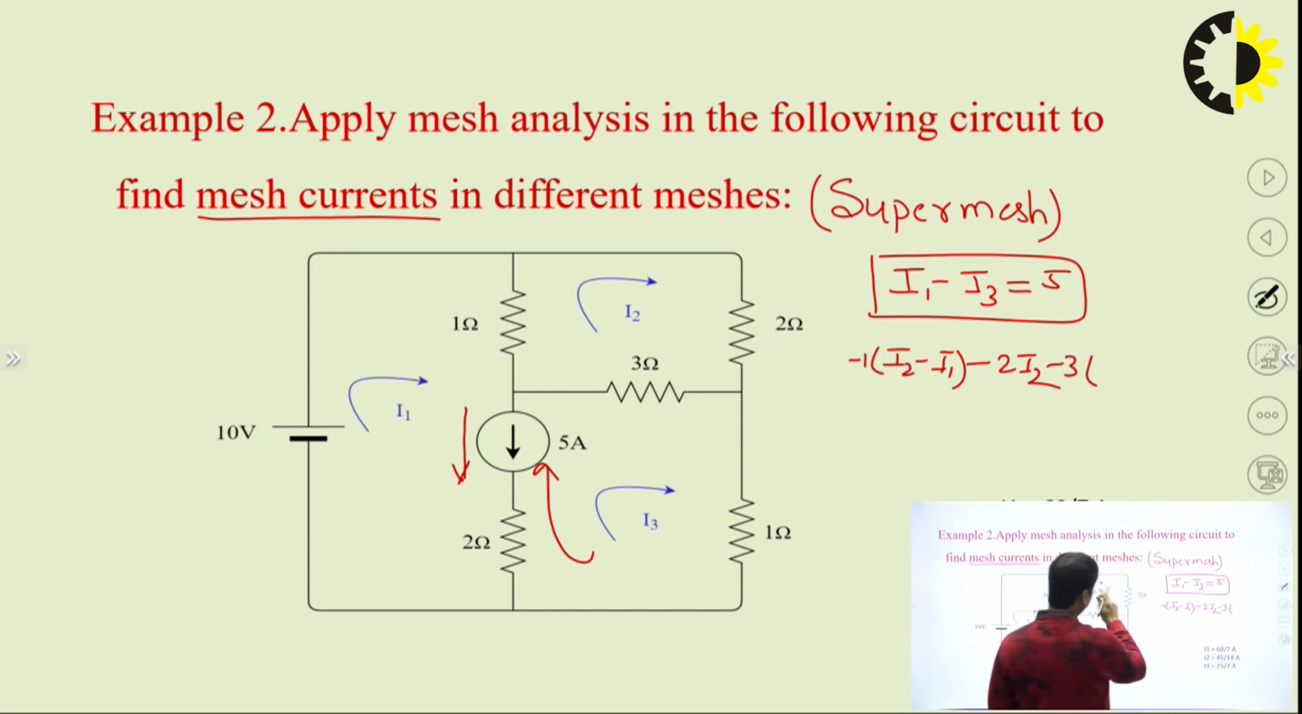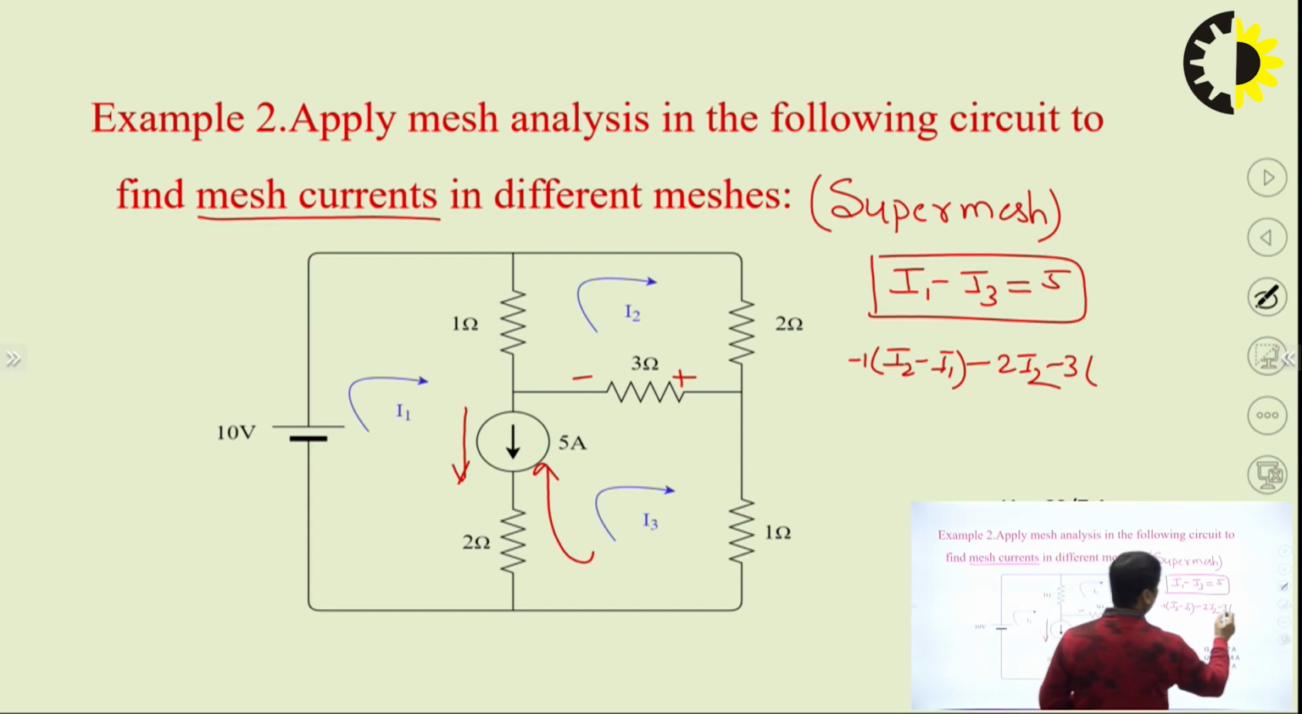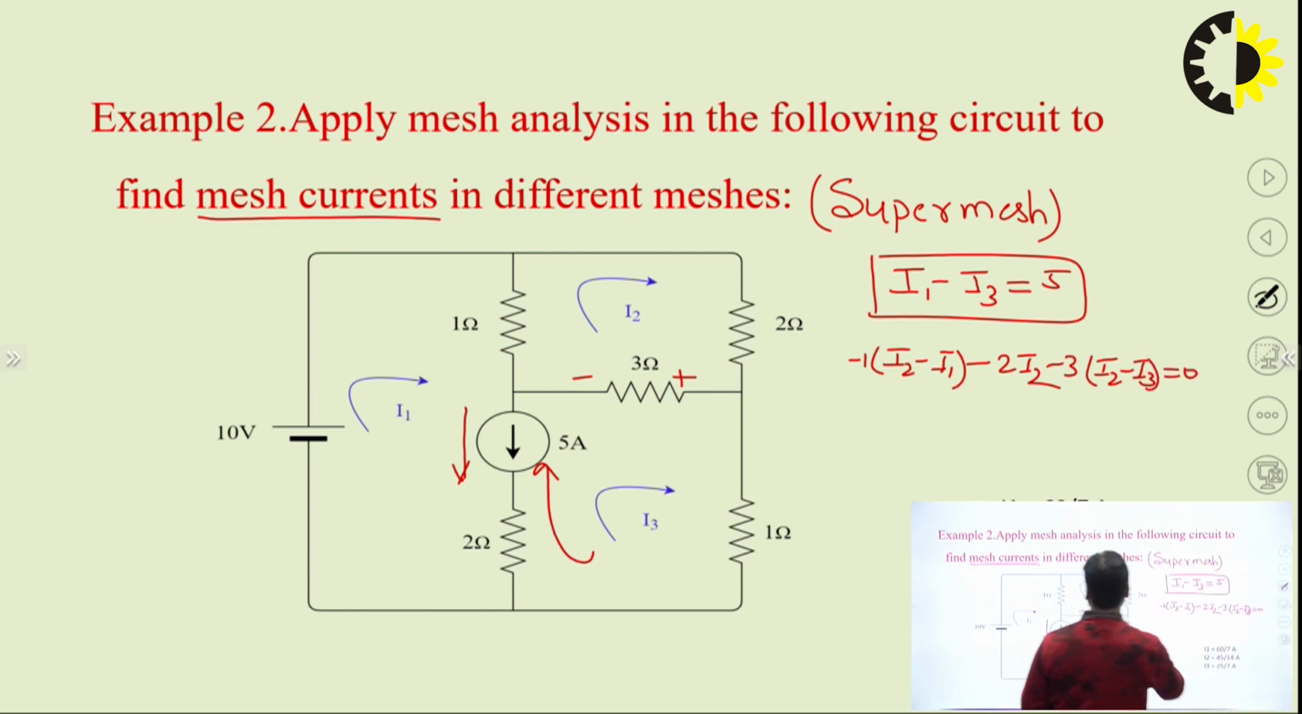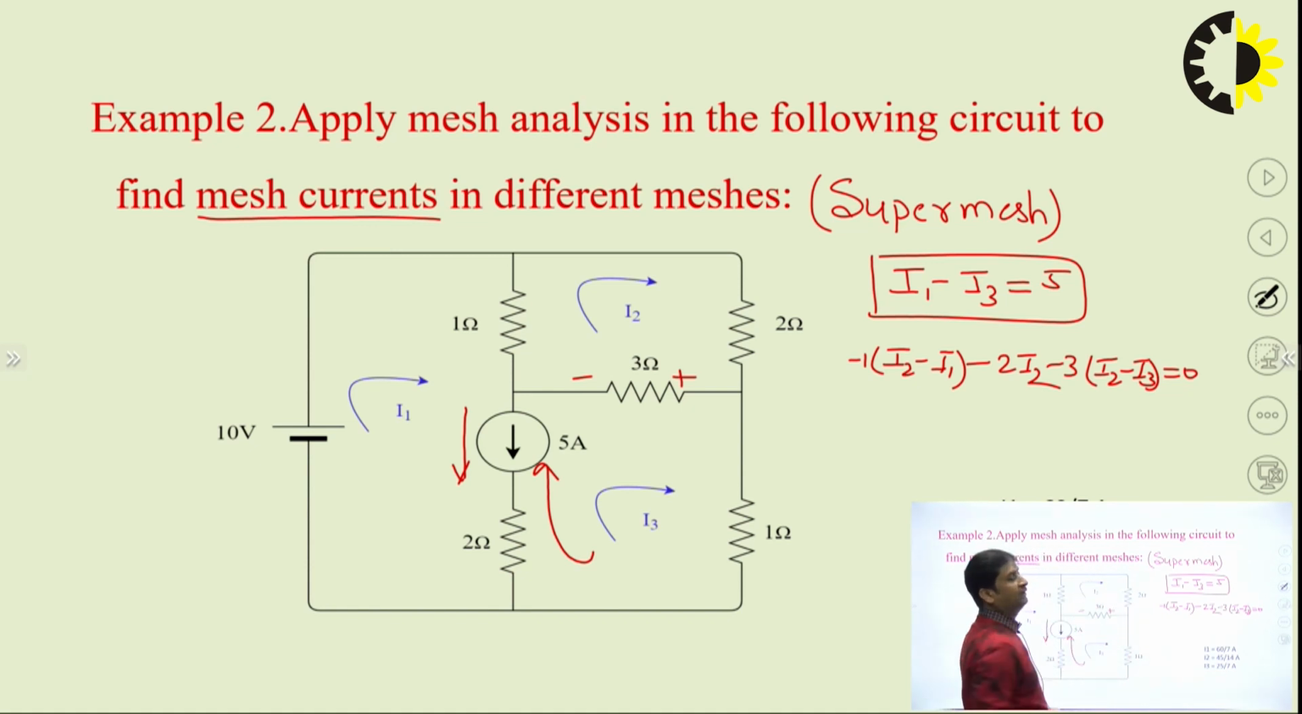So I2 is going this way and I3 is going this way, and we are moving from here to here. So it's a drop in the voltage. So it is I2 minus I3 equal to 0. Since there is no current source in this, we can apply the KVL in this second loop.